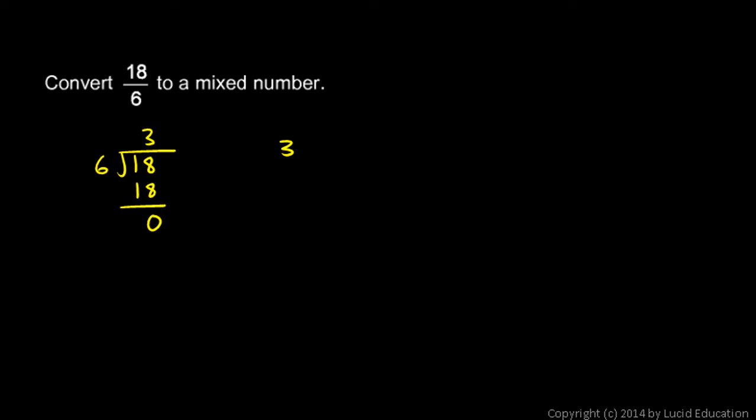It's 3 remainder 0, or 3 0/6. And we're not going to write 0/6, because 0/6 is nothing, it's just 0. So we leave it out, and our answer is simply the whole number 3.